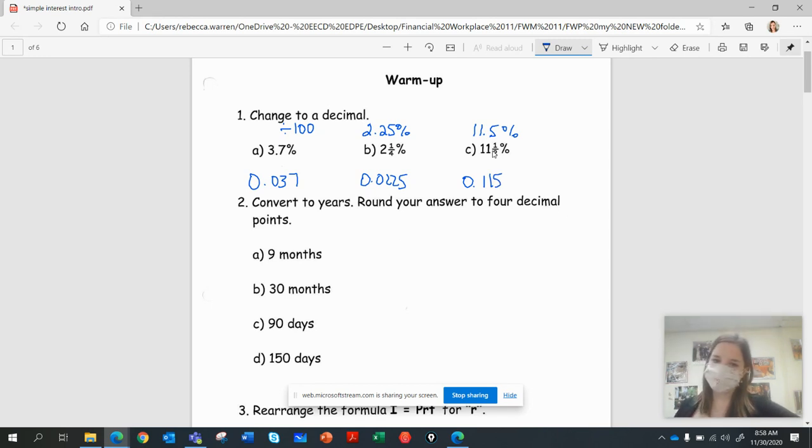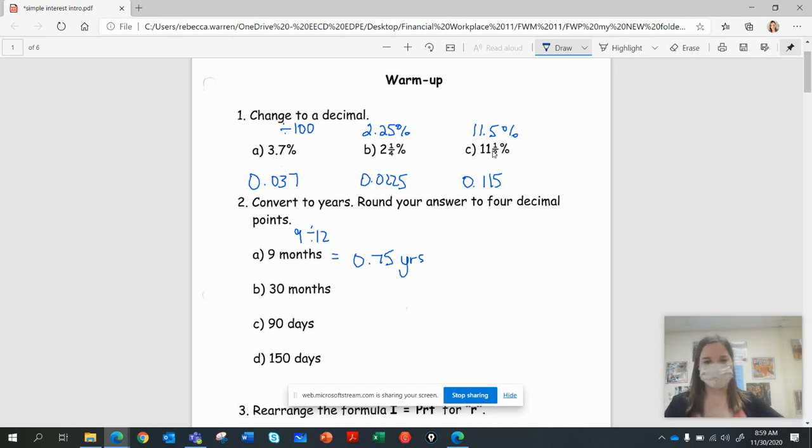To convert to years, you will divide by the number of months or days that there are in a year. So when we are converting 9 months into years, we will do 9 divided by 12 because there are 12 months in a year. And when you do 9 divided by 12, what do you get? 0.75. Excellent. So 9 months is equivalent to 0.75 years.